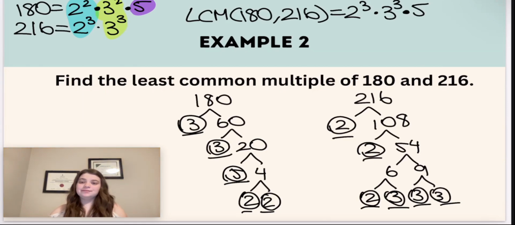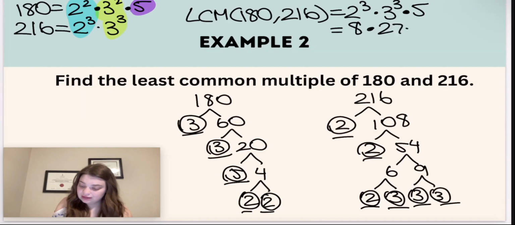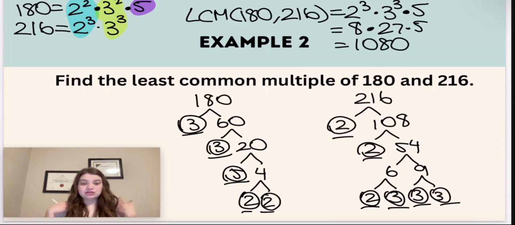And then the LCM is this number, 2 cubed times 3 cubed times 5. Now 2 cubed is 2 times 2 times 2, which is 8. 3 cubed is 3 times 3 times 3, which is 27. And then 5 is just 5. And then we can grab our calculator and type in 8 times 27 times 5 and get 1080. So therefore, the LCM, least common multiple, is 1080.